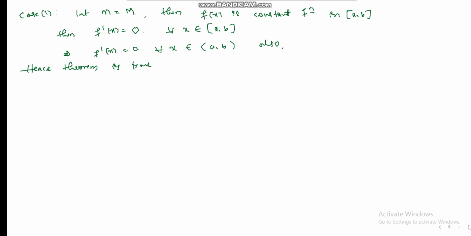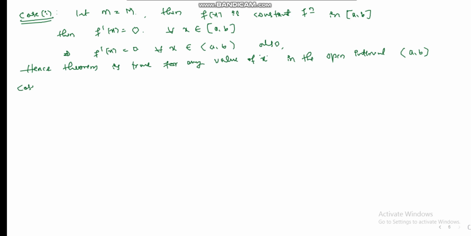The theorem is true for any value of x in the open interval (a, b). Okay, this is case one. Okay, we go through case two.